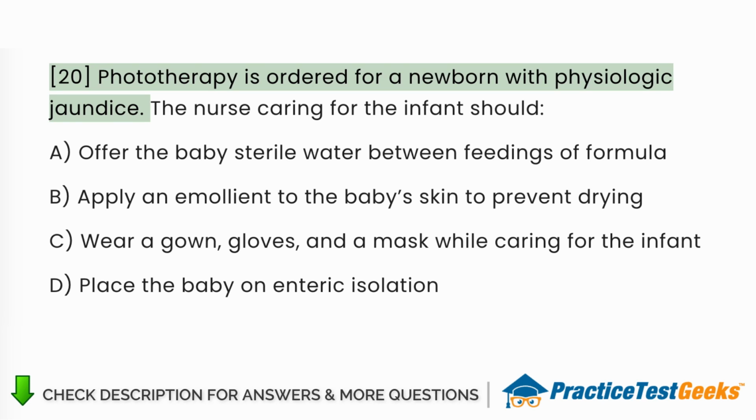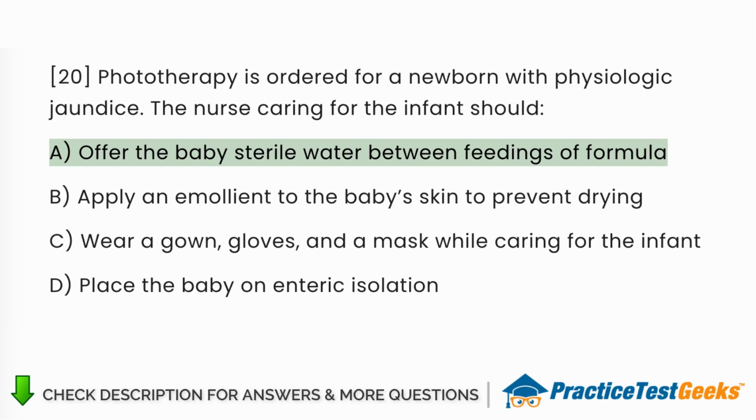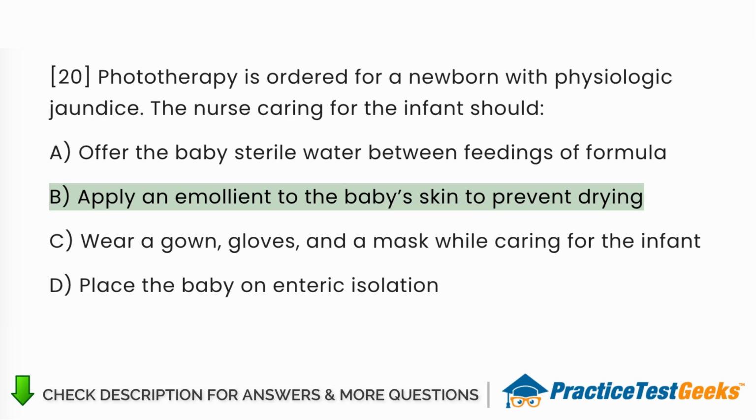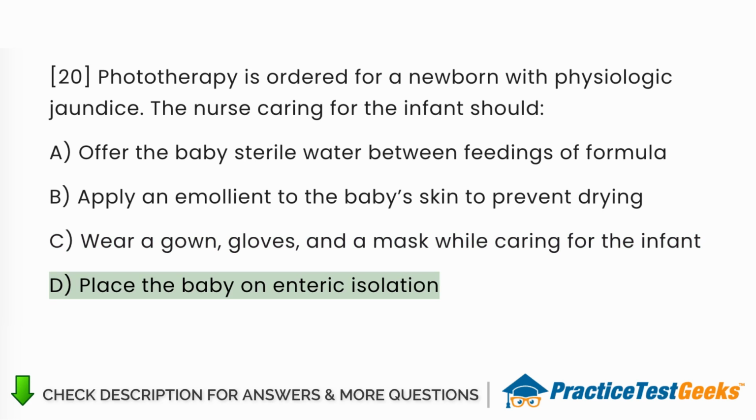Phototherapy is ordered for a newborn with physiologic jaundice. The nurse caring for the infant should: A. Offer the baby sterile water between feedings of formula. B. Apply an emollient to the baby's skin to prevent drying. C. Wear a gown, gloves, and a mask while caring for the infant. D. Place the baby on enteric isolation.